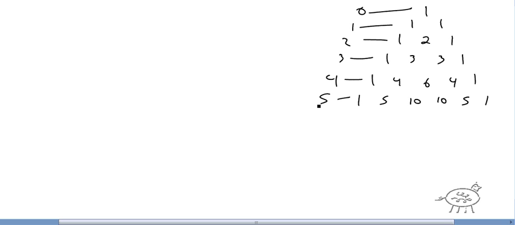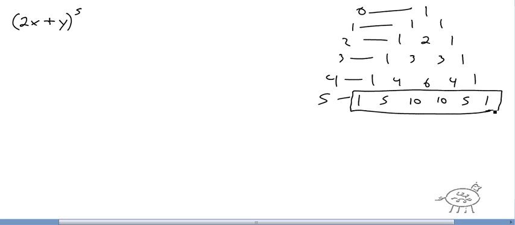So let's just do a quick example here. Let's say I wanted to do 2x plus y to the 5th power. Okay, so what we're going to do is, here are your coefficients, guys. And notice how many terms there are. It's 1, 2, 3, 4, 5, 6. There are 6 terms when you have to the 5th power.